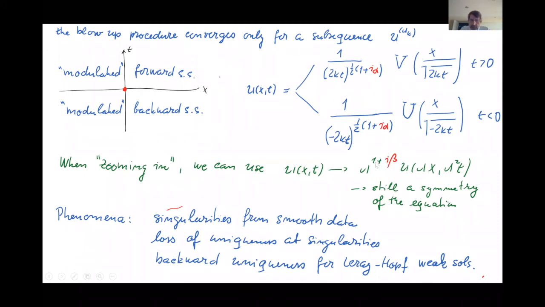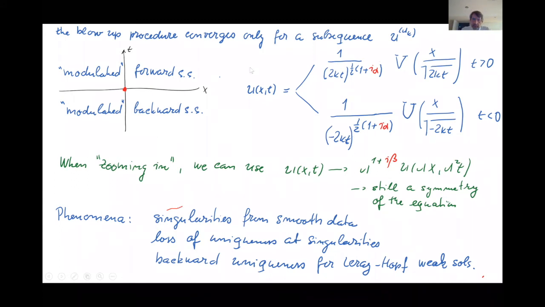But you can also combine it with the extra symmetries which you have for the equation. In this case, it's something which one might call gauge symmetry. You multiply U by a complex unit, then this is still a solution of the equation. So you can combine these two symmetries, the scaling and this gauge symmetry here, and zoom in on singularities using that.